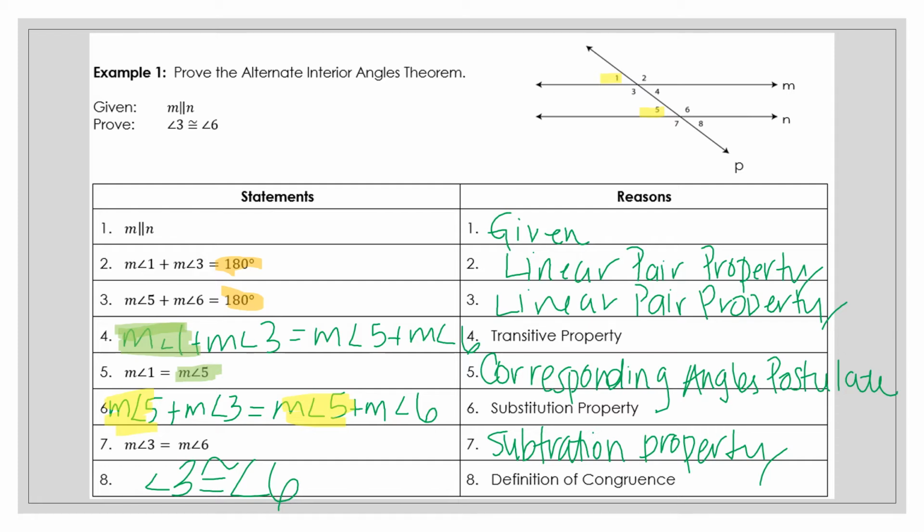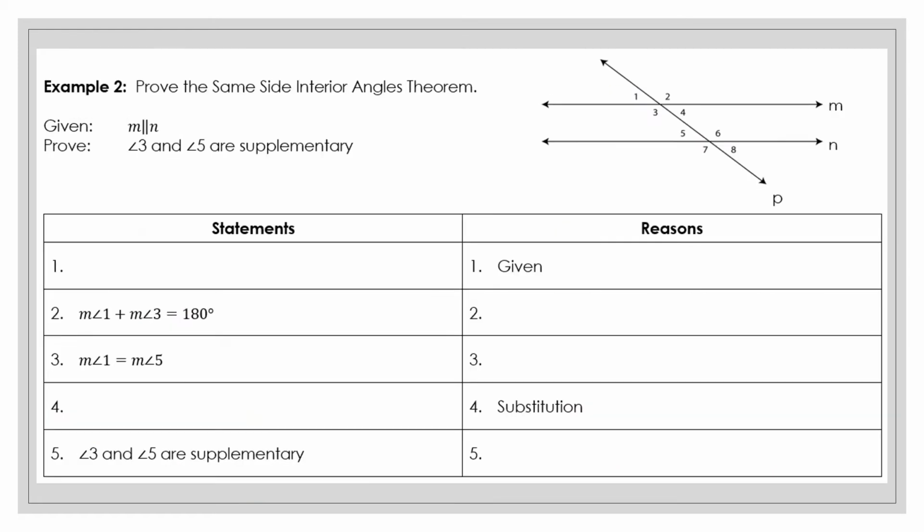So now we have proved that alternate interior angles, because 3 and 6 are alternate interior angles, will be congruent as long as your lines are parallel.